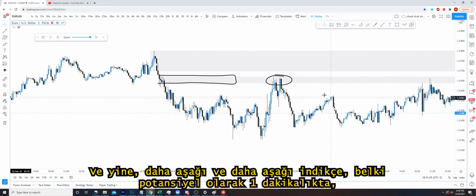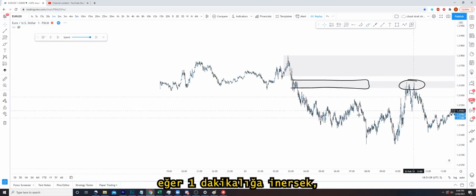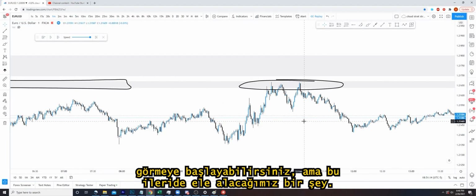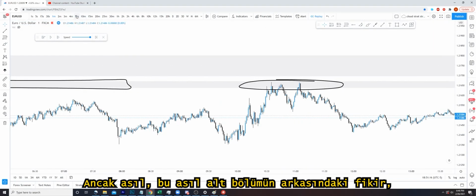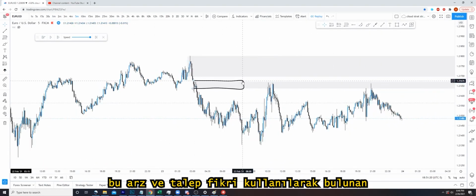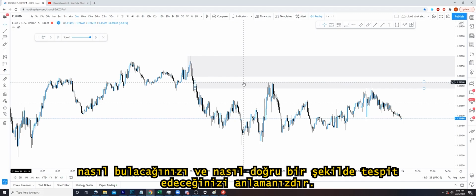And again, as we get lower and lower, maybe even on a 1 minute, potentially, if we get down to the 1 minute, you can begin to see that there's Wyckoff in here and there's Wyckoff that you can trade in there, but that is something that we will cover down the line. But the idea behind this actual subsection is that you understand how to find and how to properly spot valid areas or points of interest that you can use that are found using this idea of supply and demand.